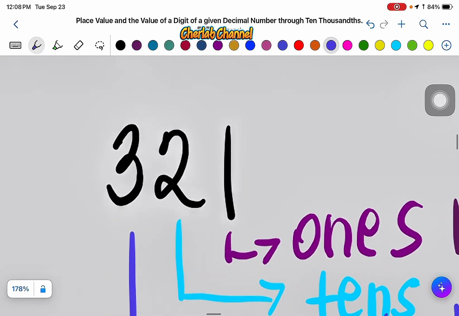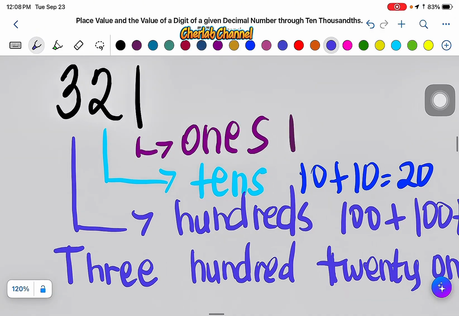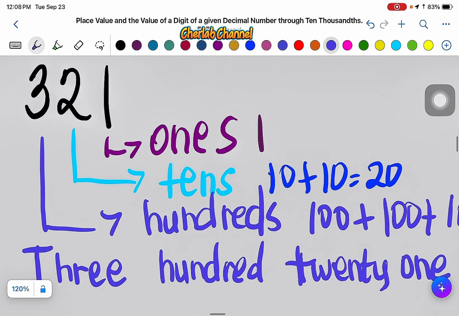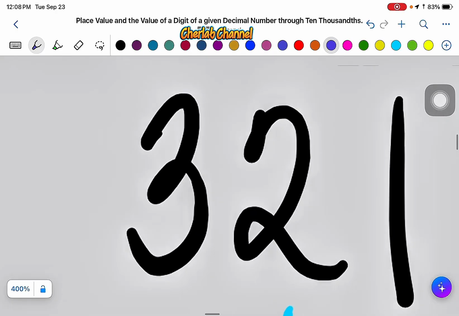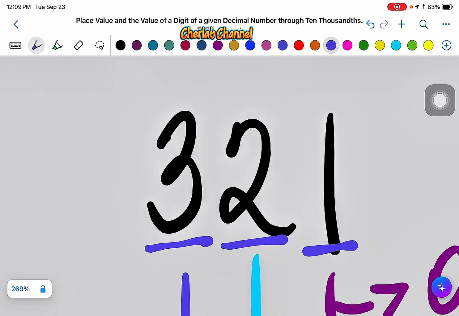So kapag pinagsama-sama nating lahat, it should be written as 321. Okay? So 321. It's not 302 and 1. 300 because the place value is at hundreds place. Ones, tens, hundreds. So 300s. And then 20 because the place value is at tens place. Ones, tens, 20s. And then 1 because at the ones place. So piso lang siya.